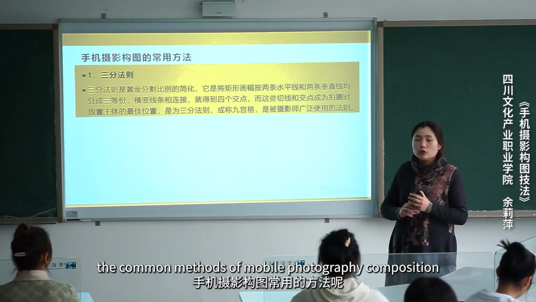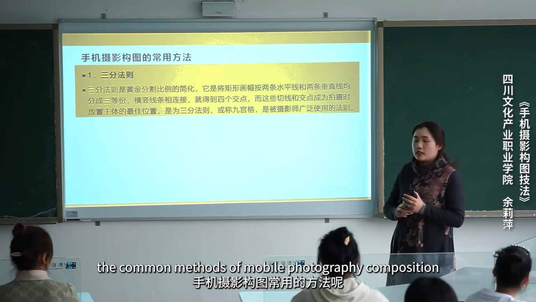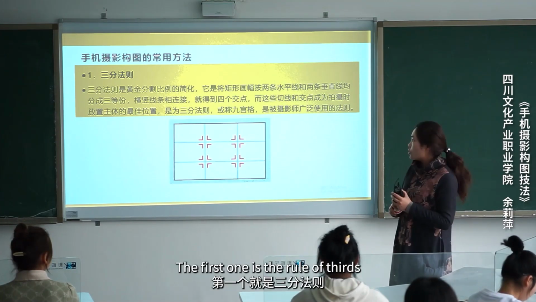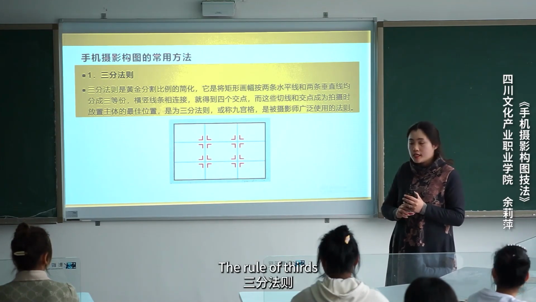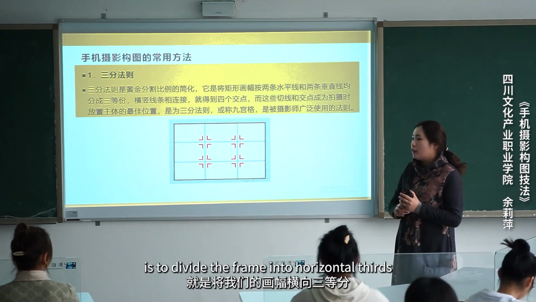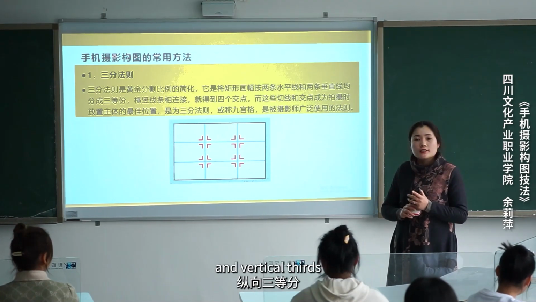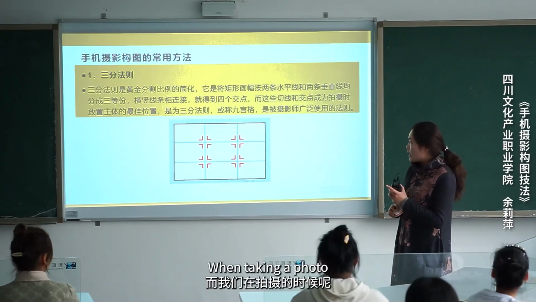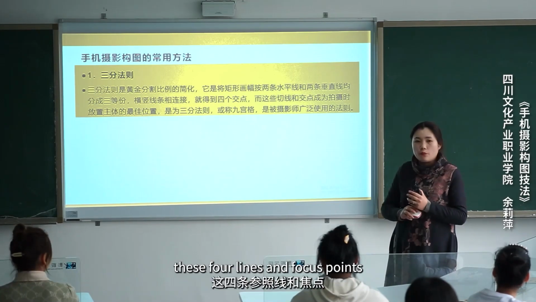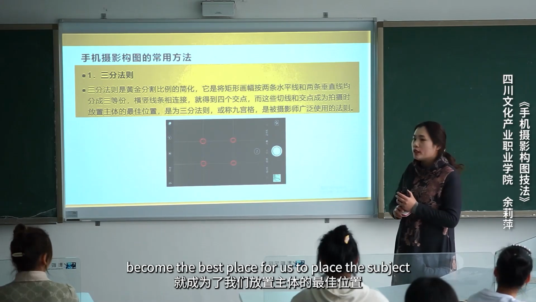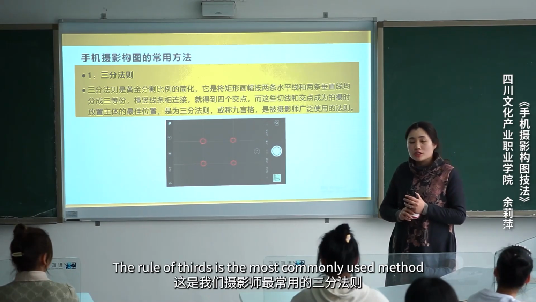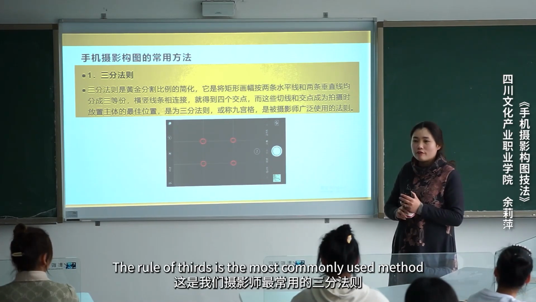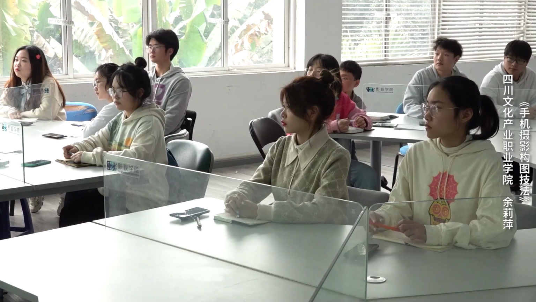Let's move to the common methods of mobile photography composition. The first one is the rule of thirds. The rule of thirds is to divide the frame into horizontal thirds and vertical thirds. Then we get 4 guidelines and 4 focus points. When taking a photo, these 4 lines and focus points become the best place for us to place the subject. The rule of thirds is the most commonly used method by photographers.